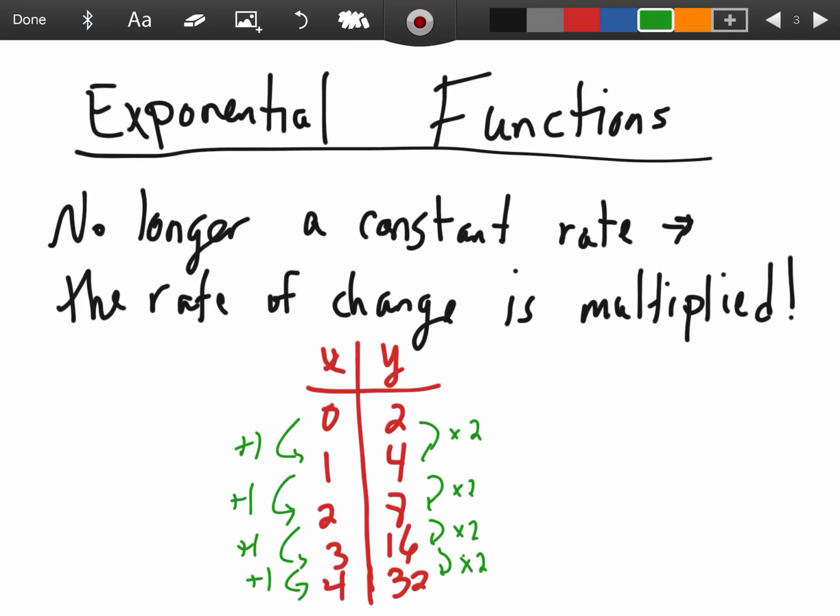So we can see that these functions are going to increase rapidly. All of a sudden it jumps from 2 to 4, 8, 16. By the time we hit x equals 4, we're at 32. So these really can increase very, very quickly.